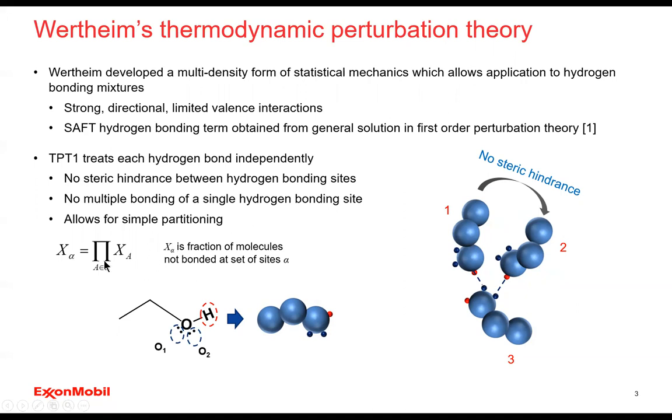So what I mean by that is, if you've worked with SAFT very much, you're very familiar with these fractions of unbonded sites, X_A, where X_A is the fraction of sites of type A on a molecule which are not bonded. In first order perturbation theory, after you work out the details, you end up with this result, where you could say that the fraction of molecules not bonded at the set of sites alpha is equal to the product of the fractions of molecules not bonded at each site A, where all those sites A are in alpha. And it's this partitioning which allows for the simple, elegant TPT1 solution.